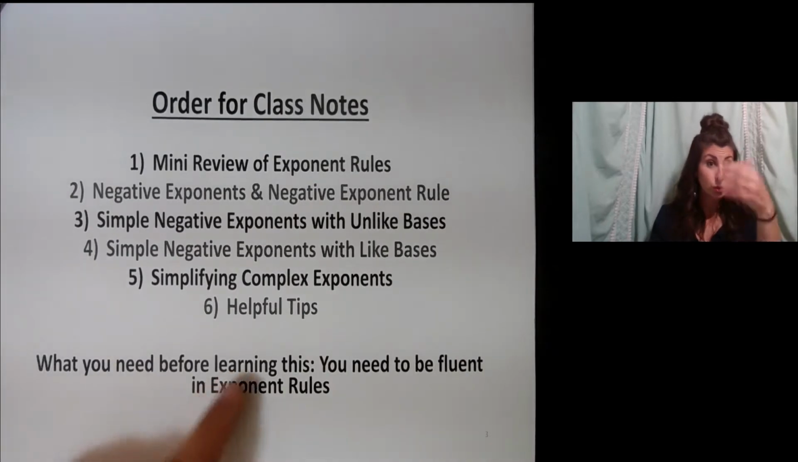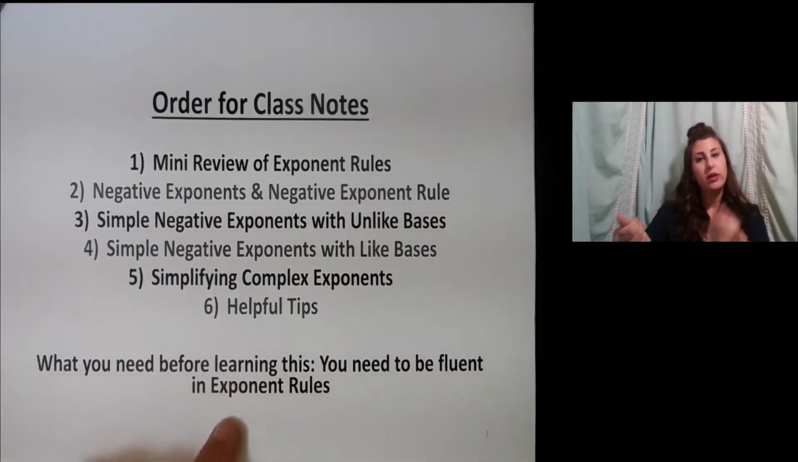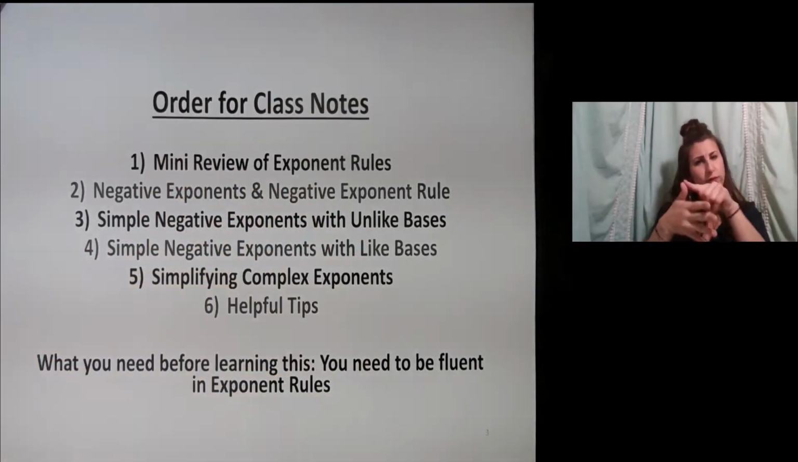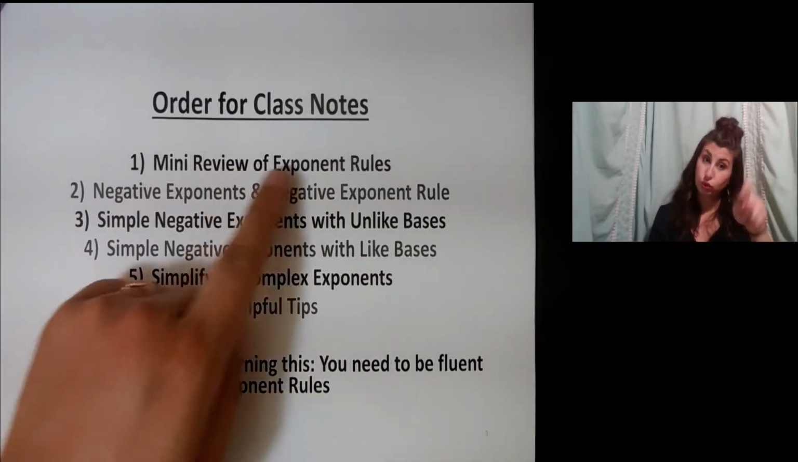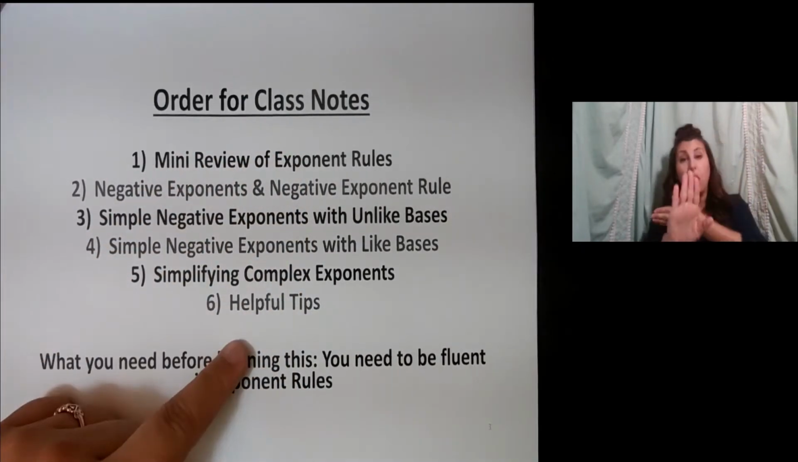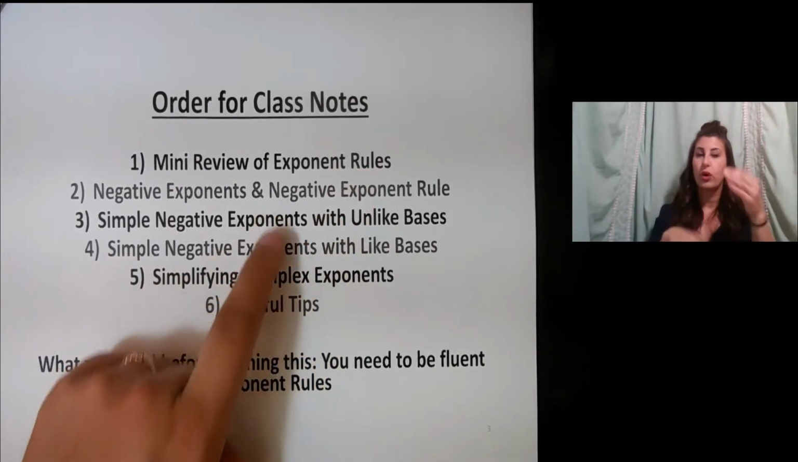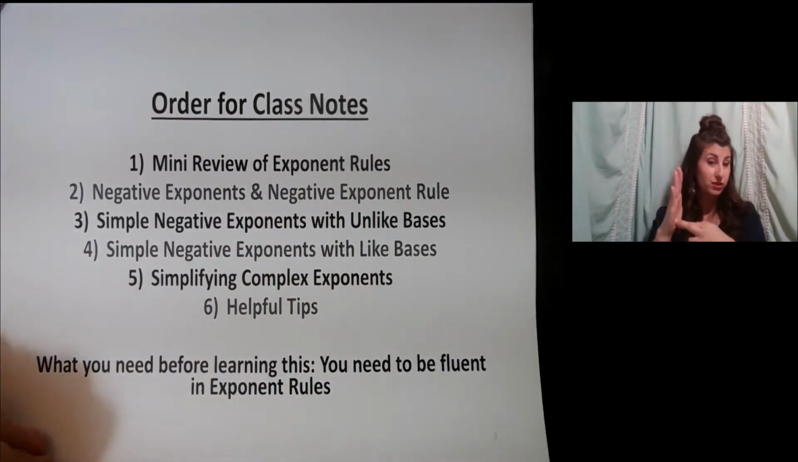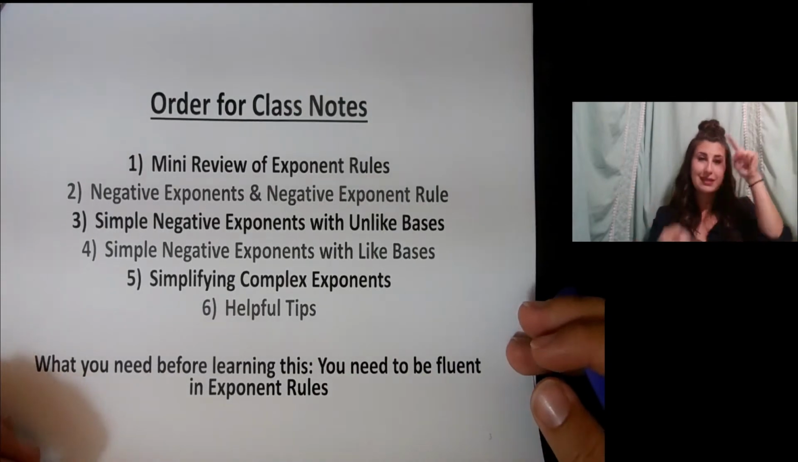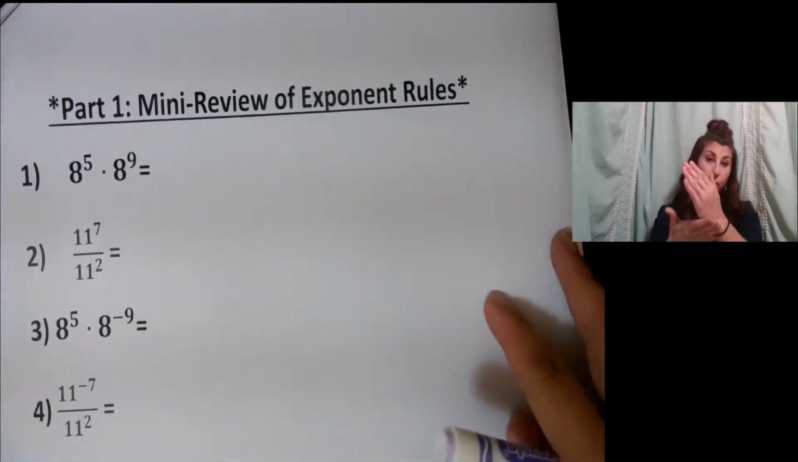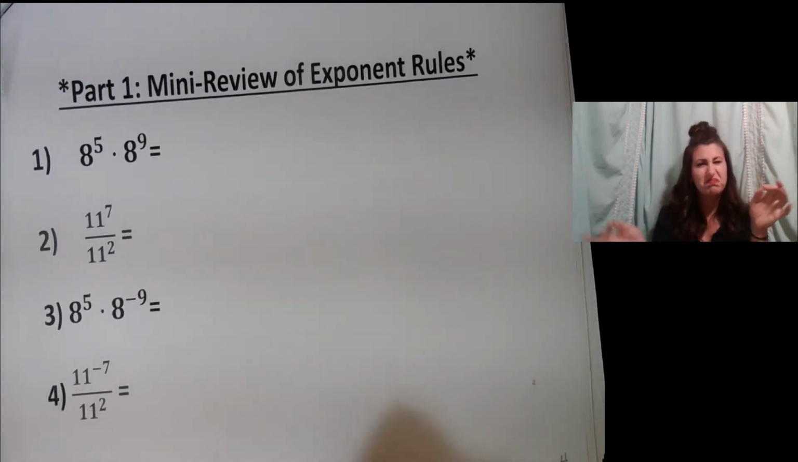All right, what you need to know before this is you need to be fluent in exponent rules. So that's what we're going to start off, a mini review of those exponent rules. Stuff that you should be familiar with before doing this. It's very important to be fluent in the exponent rules before we move on to simplifying exponents that have negatives in it. So part 1 is a mini review of exponents.